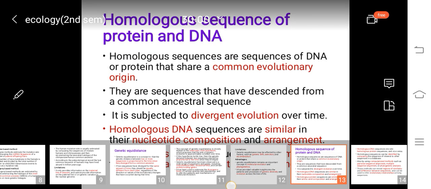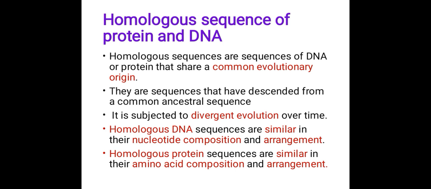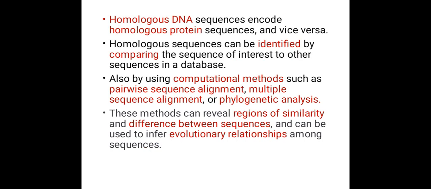Then homologous sequences of protein and DNA. Homologous sequences are sequences of DNA or protein that share a common evolutionary origin. They are sequences that have descended from a common ancestral sequence. It is subjected to divergent evolution over time. Homologous DNA sequences are similar in their nucleotide composition and arrangement. Homologous protein sequences are similar in their amino acid composition and arrangement. Homologous DNA sequences encode homologous protein sequences and vice versa.